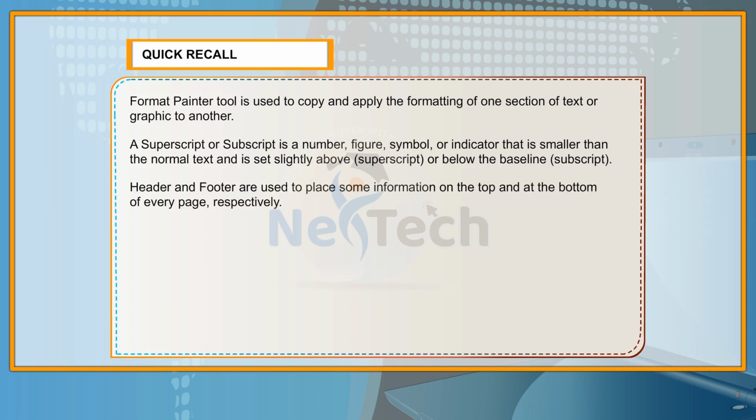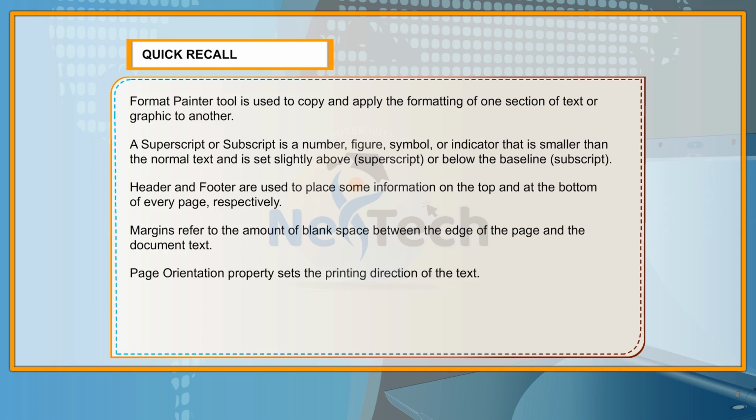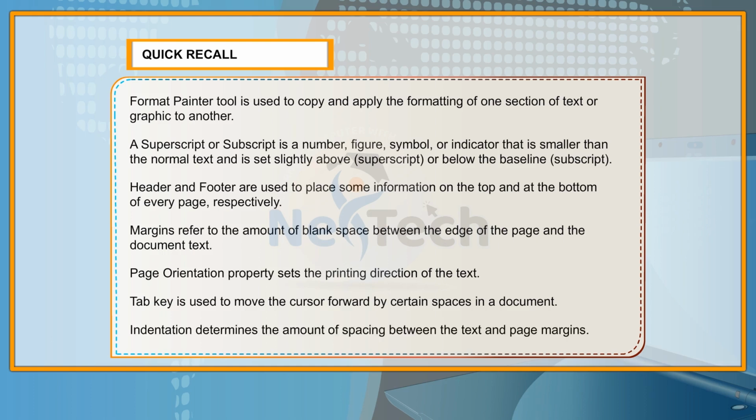Header and footer are used to place some information on the top and at the bottom of every page, respectively. Margins refer to the amount of blank space between the edge of the page and the document text. Page orientation property sets the printing direction of the text. Tab key is used to move the cursor forward by certain spaces in a document. Indentation determines the amount of spacing between the text and page margins.